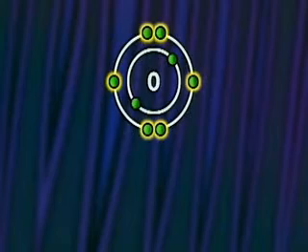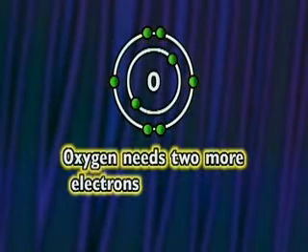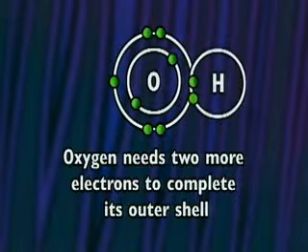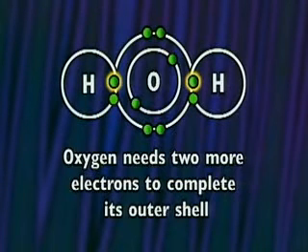Oxygen has only 6 electrons in its outer valence shell, so it needs 2 more electrons to complete its outer shell. It can find 2 more electrons by hooking up with 2 hydrogens, which each have 1 electron. The Lewis structure for water looks like this.